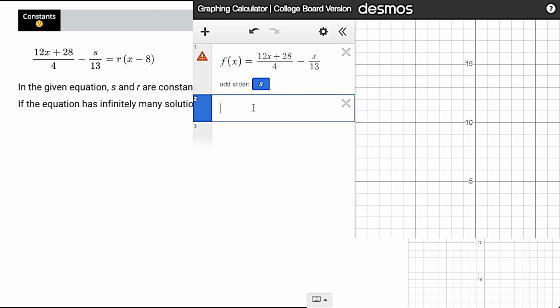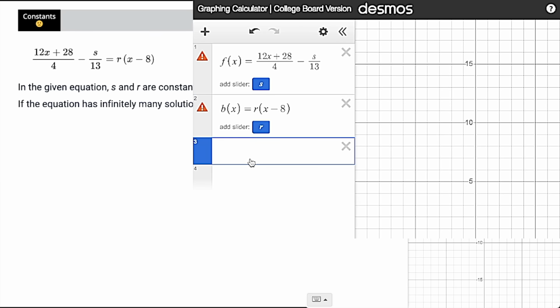All right, next one, you gotta name this function differently. I'll call this one b of x just because I feel like it. And that's going to be the right side of the equation, r x minus 5, 8. Cool. And no, we don't need to add a slider here either.